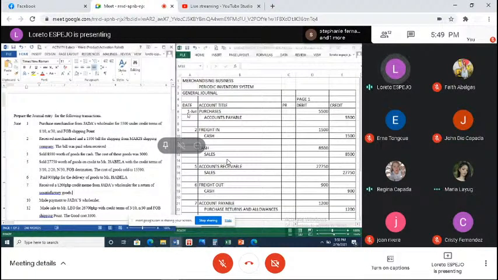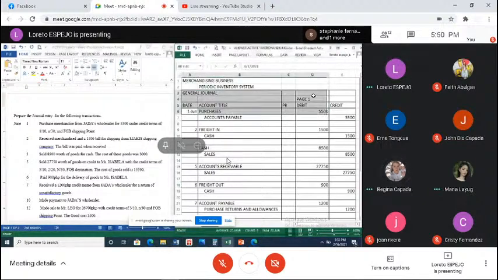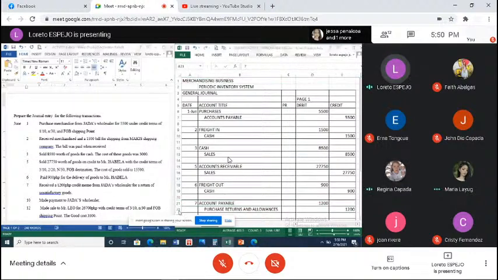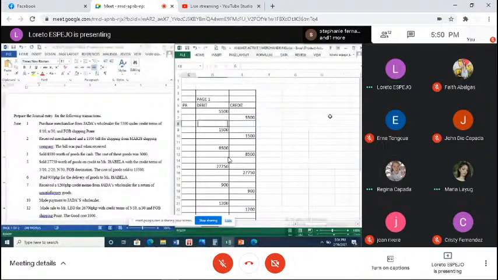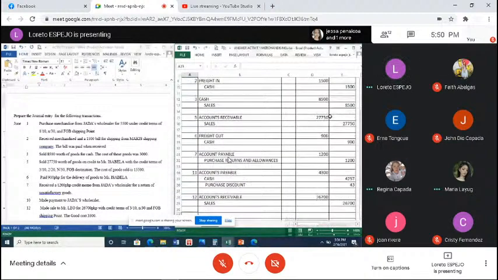So, ito si June 1 transaction. A debit to purchase, a credit to accounts payable. Ngayon, pagdating ng June 7, si company nagbalik kay Jada. So what will happen with the accounts payable of the company? So mababawasan. Therefore, pagdating ng June 7, debit ang accounts payable, credit ang purchase returns and allowances. Okay? Okay, sir. Thank you.